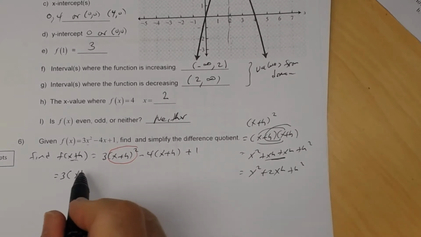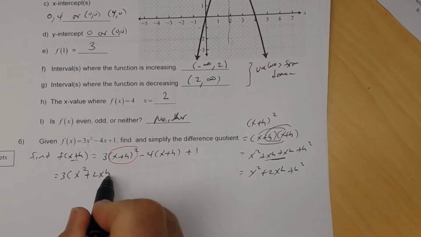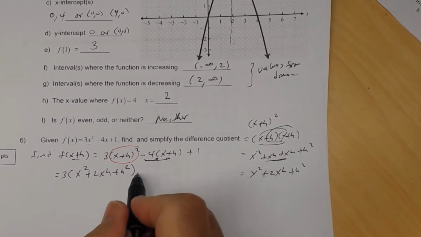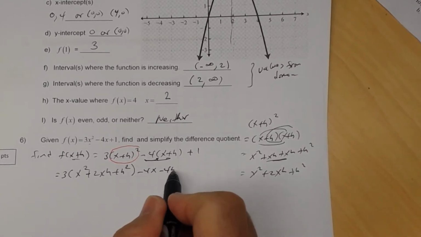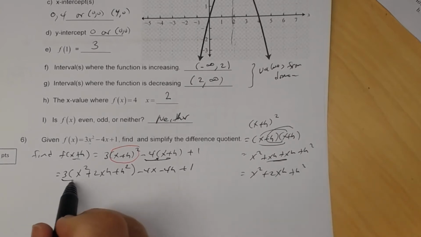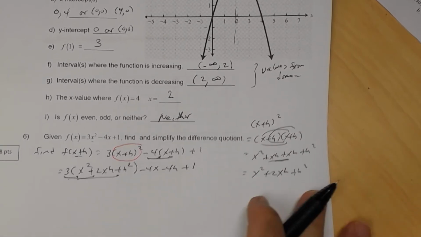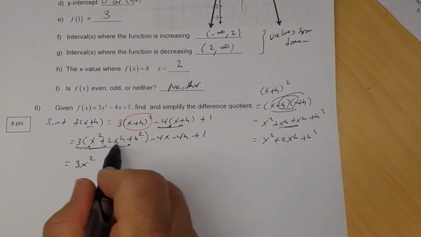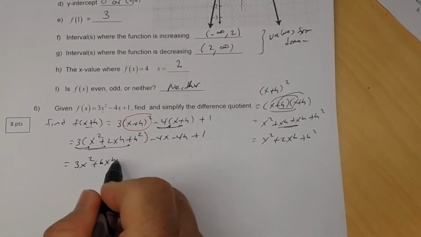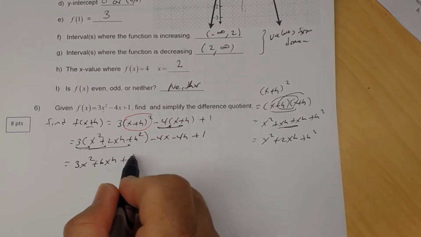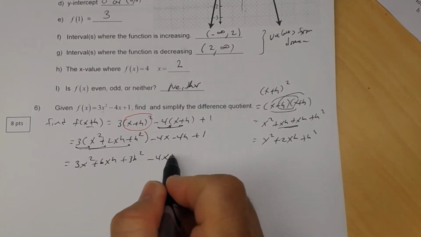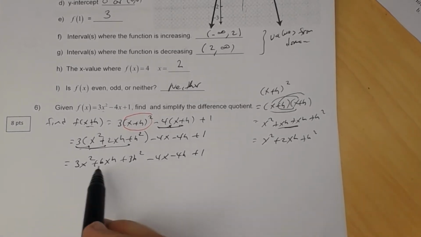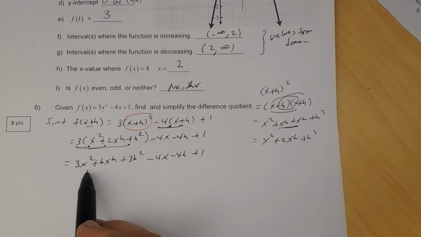So that's x squared plus 2xh plus h squared. And I'm going to go ahead and distribute this now. So that's minus 4x minus 4h, and then plus 1. Now distributing here, I'm going to get 3x squared. 3 times 2xh is 6xh. And then 3 times h squared is 3h squared. And then minus 4x minus 4h plus 1. And remember, none of these you can combine. They're all different terms. None of them are like terms.